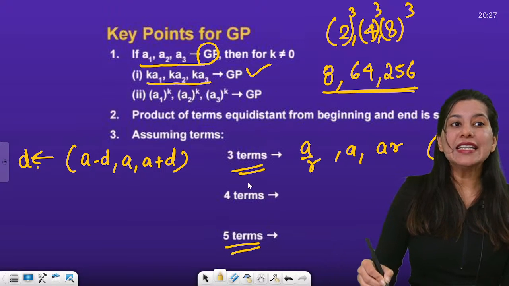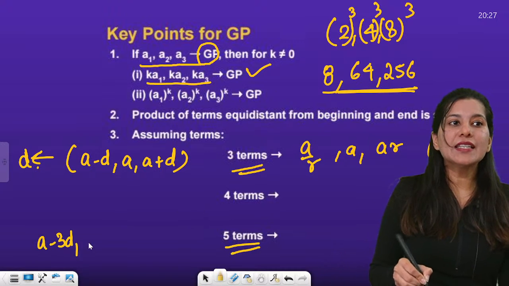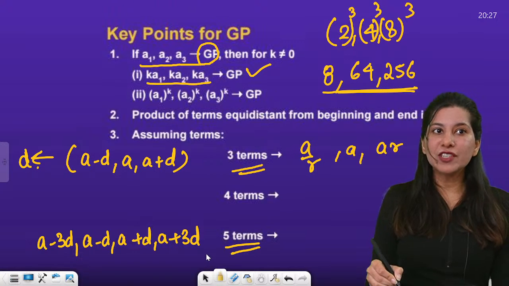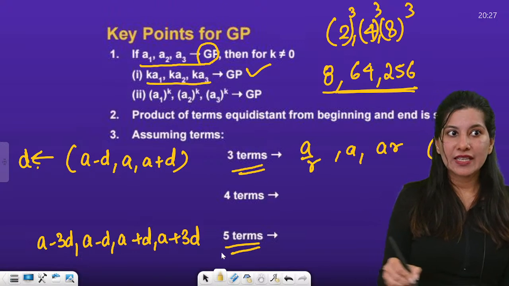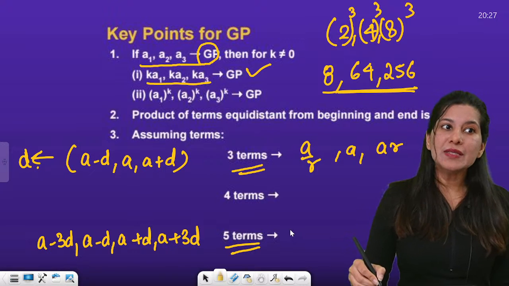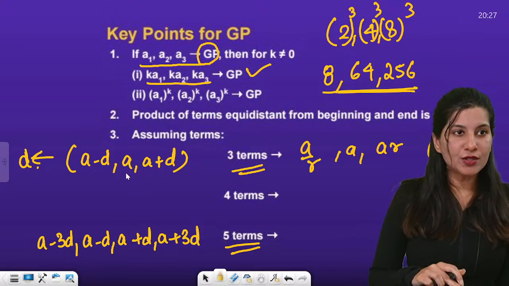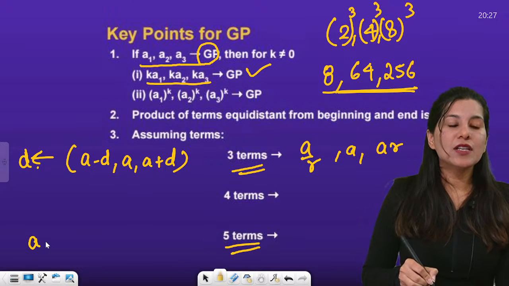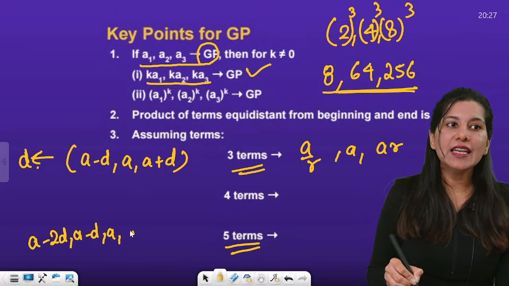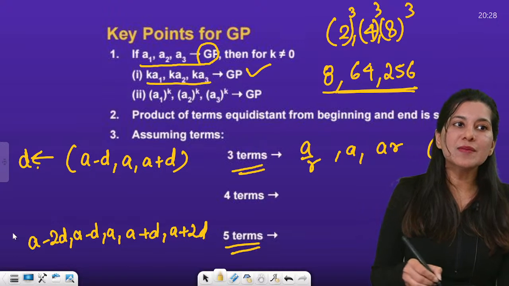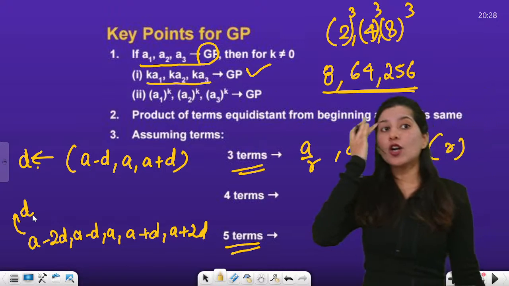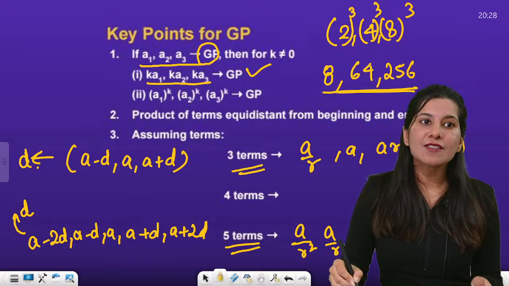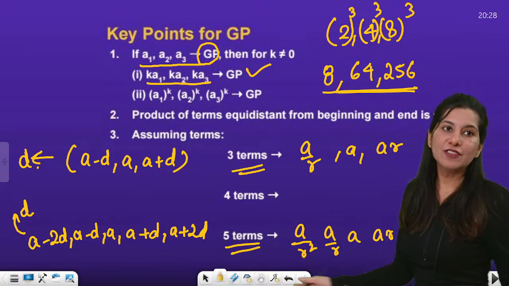What about 5 terms in AP? Okay, sorry, I wrote 4 terms. 5 terms of AP will be A minus 2D, A minus D, A, A plus D, A plus 2D. These are the 5 terms, whose common difference is D. Now if I talk about geometric progression, it is A by R square, A by R, A, AR, then AR square. Right? 5 terms and 3 terms, in a similar manner.